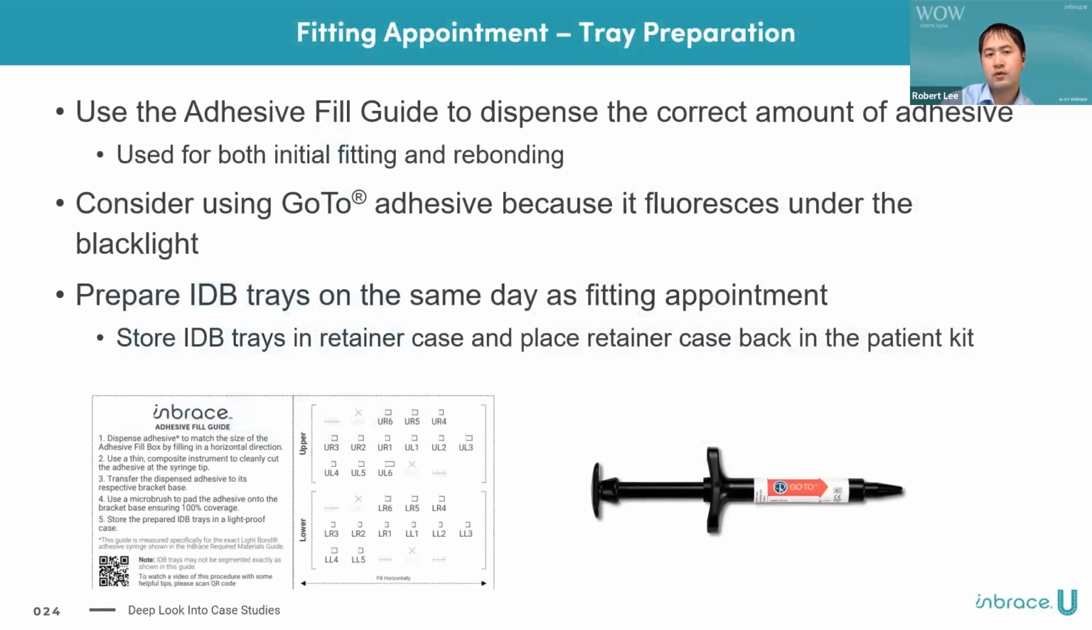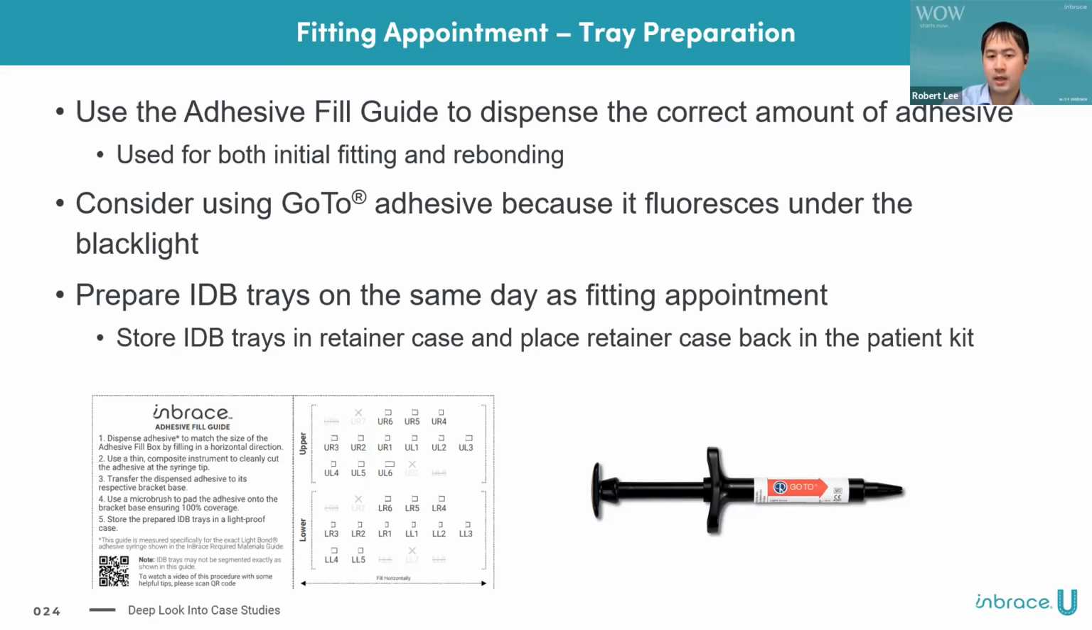So with the fitting appointment, we do break it down into multiple steps. We have the tray preparation, teeth preparation, your bonding, and your post-bonding steps. With the tray preparation, I'm just going to go over the nuances of each step. We do recommend using the adhesive fill guide. We designed it so that it standardizes your fittings between all of your assistants, because now you have an exact amount of composite that should be placed for each bracket.